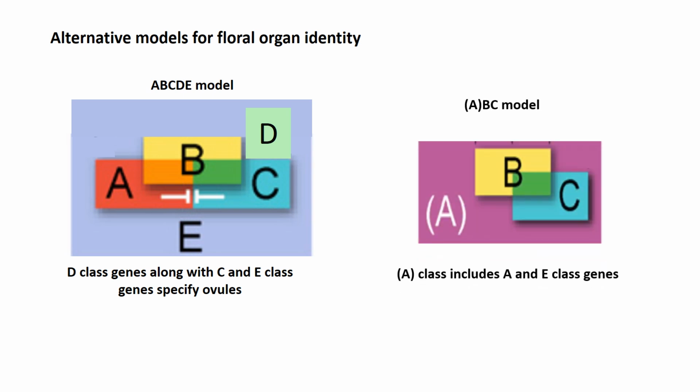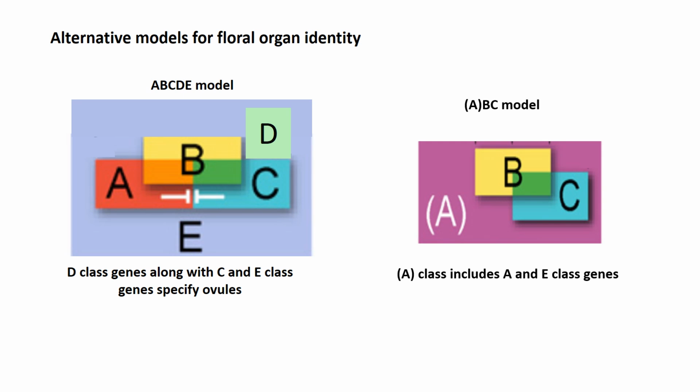Another model of flower development is the bracketed ABC model, where the bracketed A is the floral identity function acquired at early stages of floral meristem development and necessary for all floral organ identities. In this model, the bracketed A includes the AP1, AP2 and Sepalata genes and has several roles.